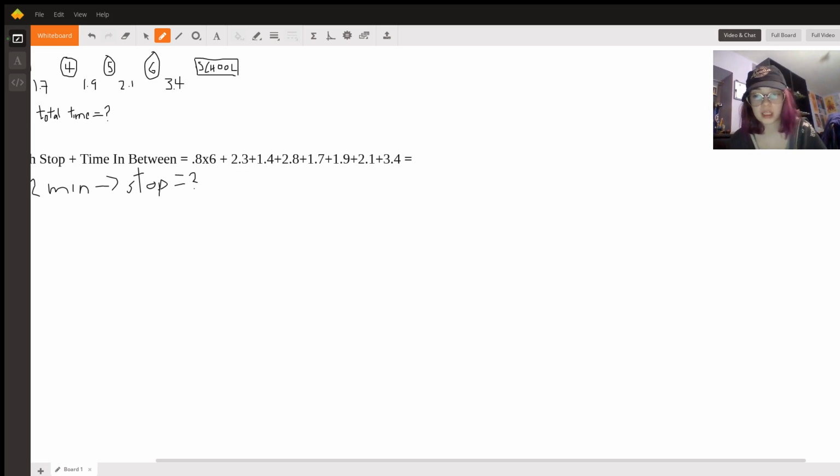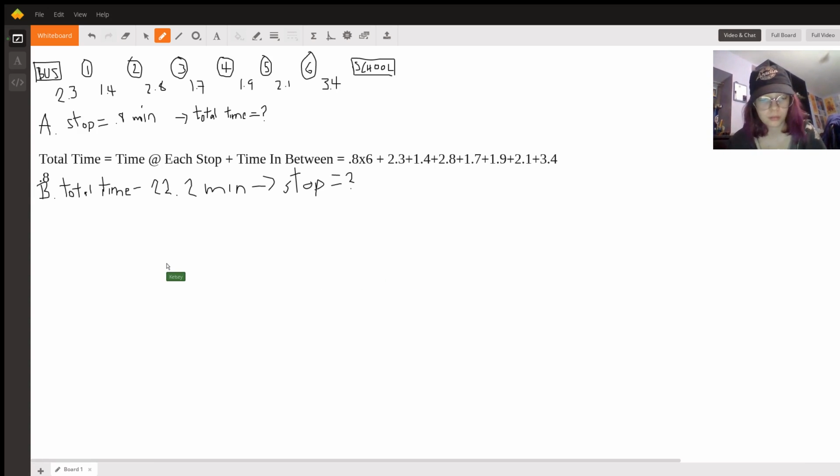And all of that is going to equal 0.8 times 6 plus 12.2, which equals a total of 17 minutes that it's going to take the bus to get there.